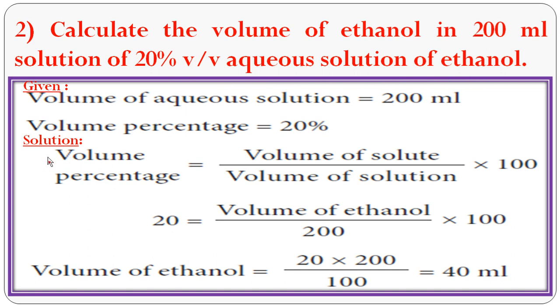But you know the formula of volume percentage is equal to volume of solute by volume of solution into 100. Volume percentage, that is equal to 20. 20 is equal to volume of solute, that is ethanol, by volume of solution, that is equal to 200, into 100. So you have to cancel 200 and 100, and then cross multiply 20 into 2. Here you can get the answer 20 into 2, that is equal to 40 ml. So the volume of ethanol is equal to 40 ml.